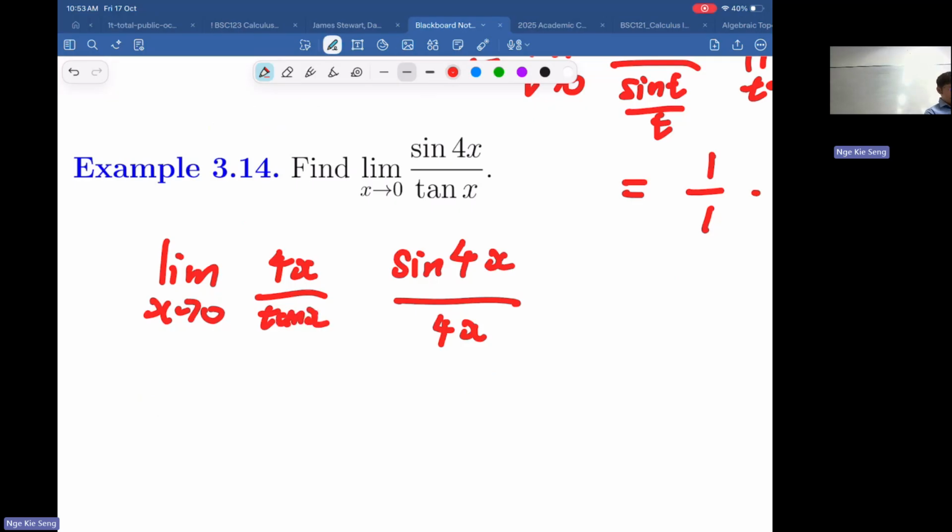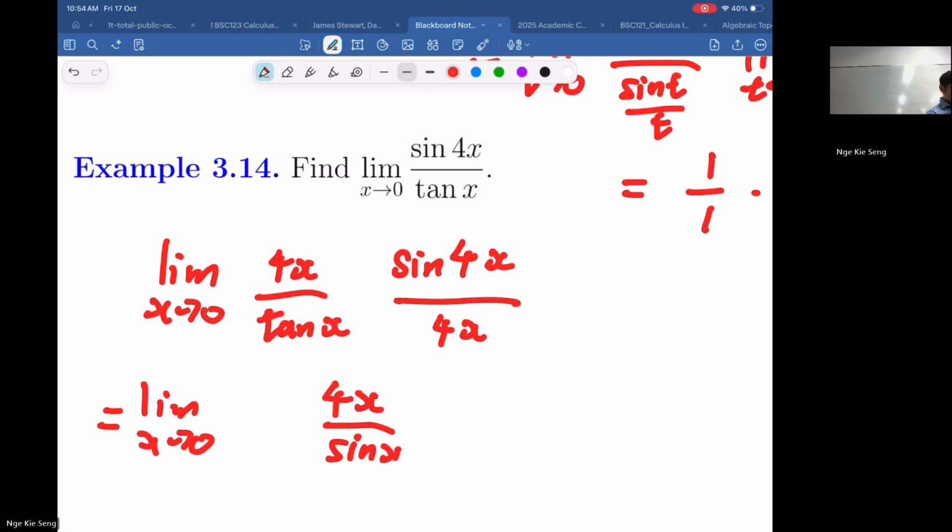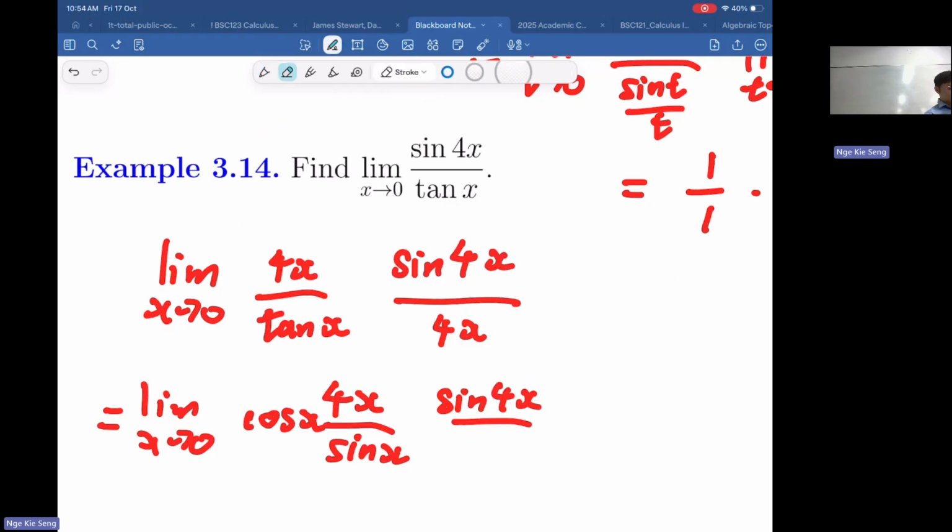Okay, how to deal with 4x over tangent x? What do you think? Any idea? Split it again. Whenever you see tangent, we always want to see it in the sine and cos form. So write down the sine and cos form. What do you get? You get sine x and then cos x here. Correct? Definition of tangent is sine over cos.